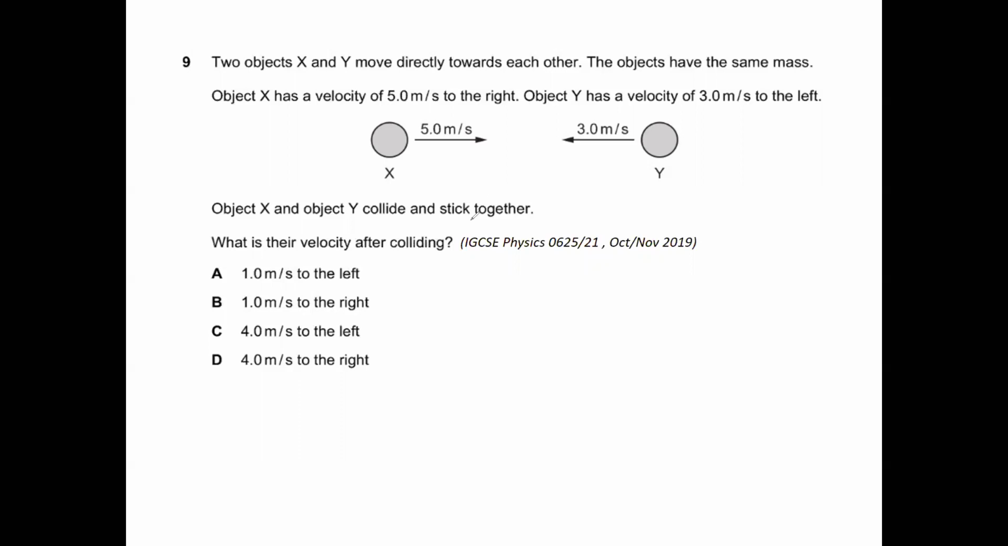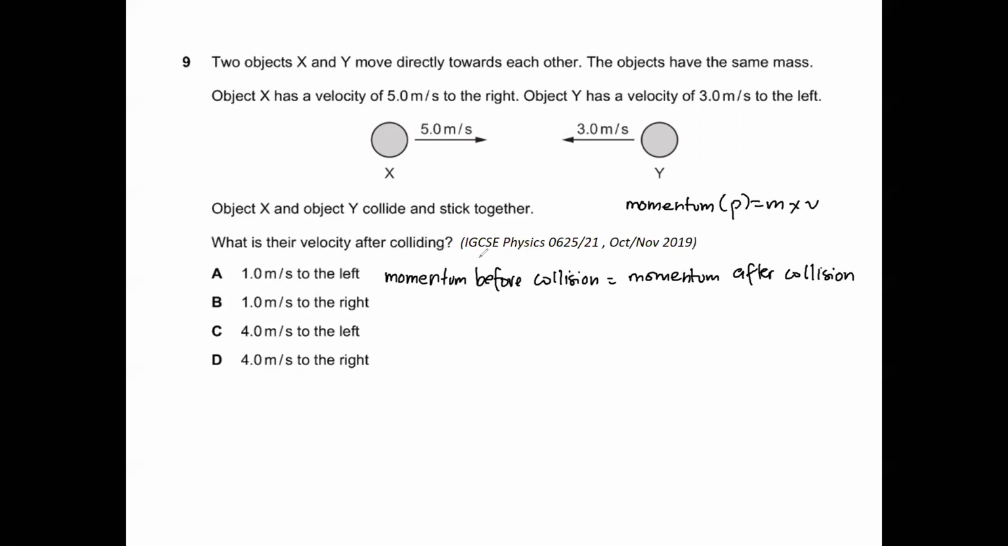So this one is a question about collision. We use the formula momentum before collision equals momentum after collision. The formula of momentum is mass times velocity. Okay, so we see the condition first.